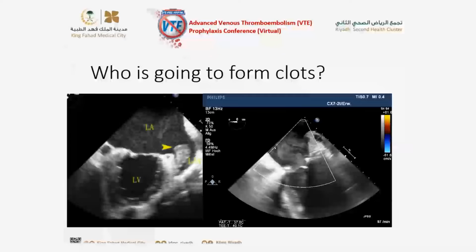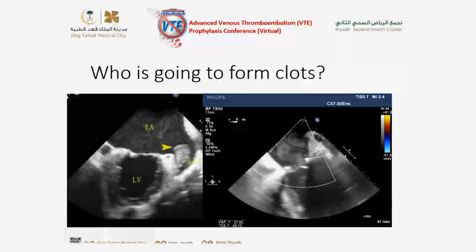So the flow from the left atrium to the left ventricle is slow, and this predisposes to strokes. This is a very common sight to see in patients with mitral stenosis or in patients with mechanical valves who have a problem with the valve itself that is restricting flow. Whenever we see this, it is a high risk for stroke.